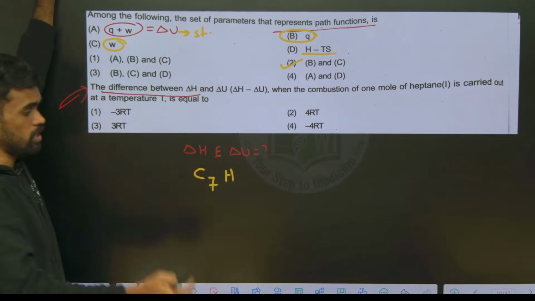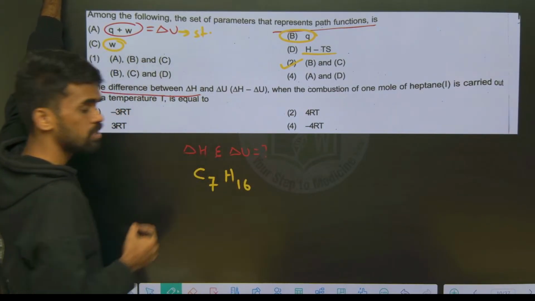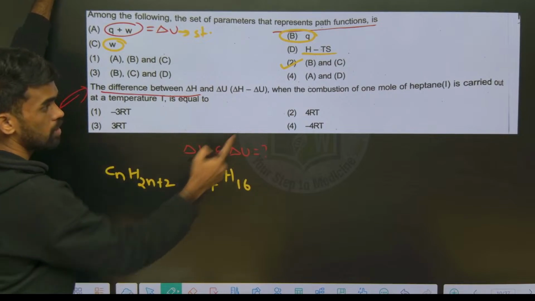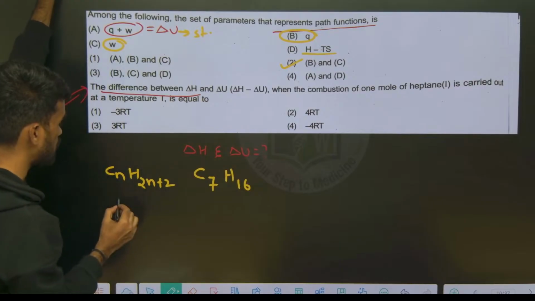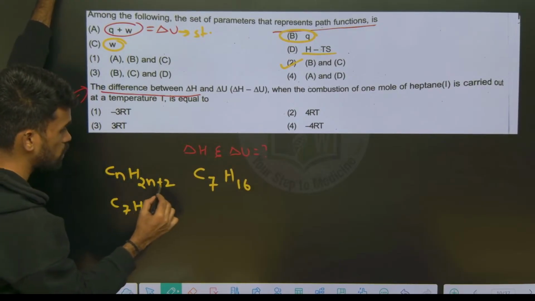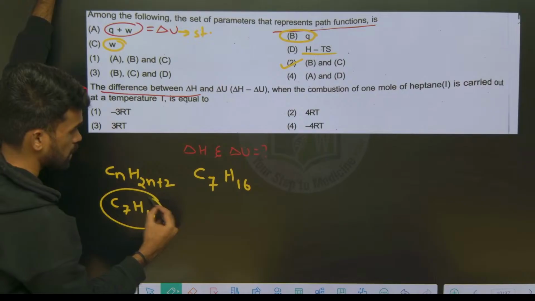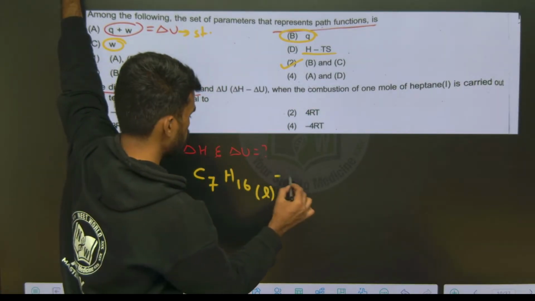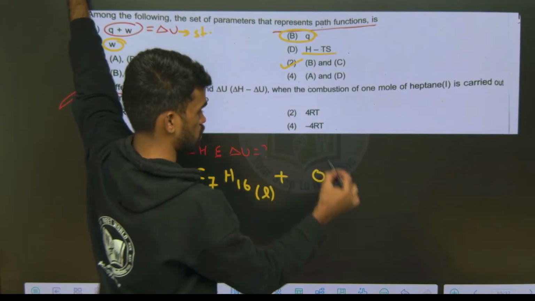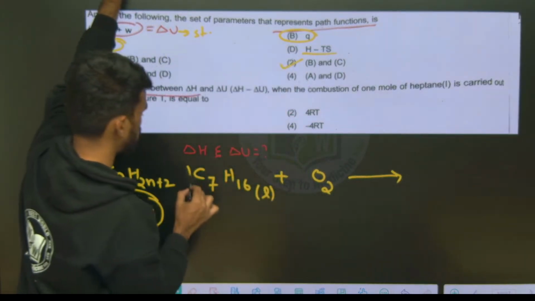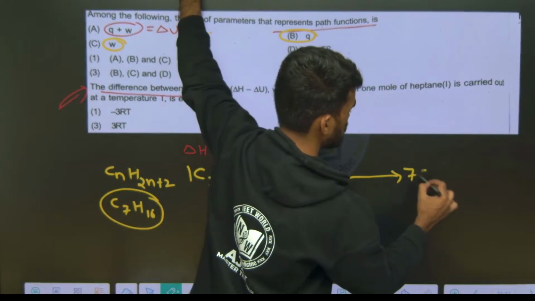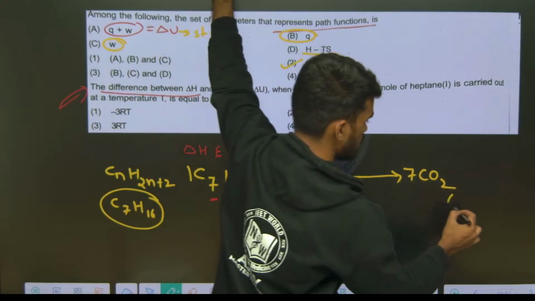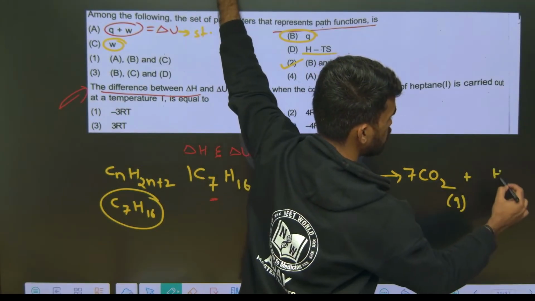CnH2n+2, it means C7H16. Because CnH2n+2 is the general formula of alkanes. Heptane means 7, so 2 times 7 is 14, plus 2 is 16. That's why I am taking the heptane formula like this. This is in the liquid state, as mentioned. Now on complete combustion of 1 mole of heptane, it gives 7 moles of CO2 because all carbons will be converted into CO2. CO2 is a gas, and along with this, water formation takes place.